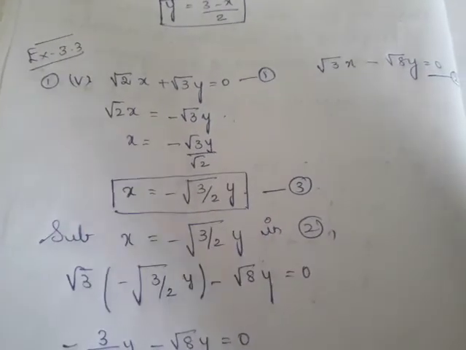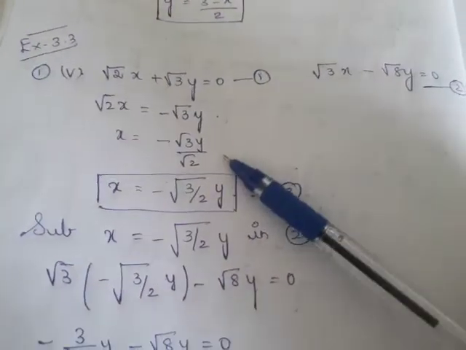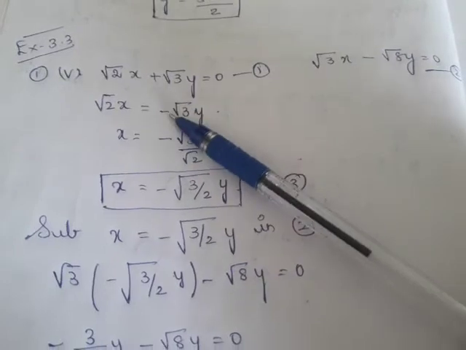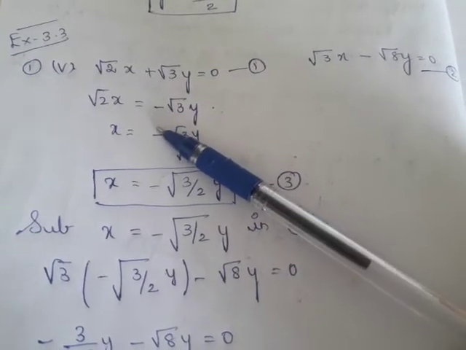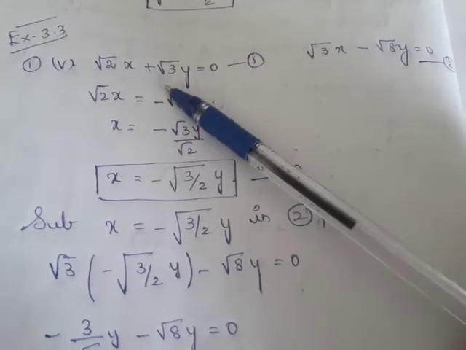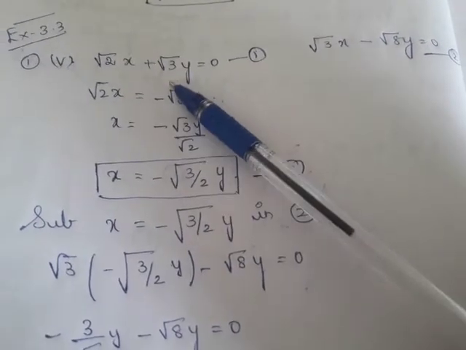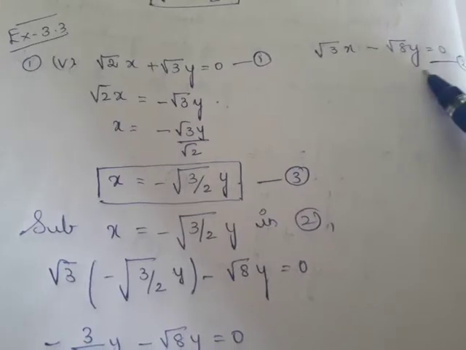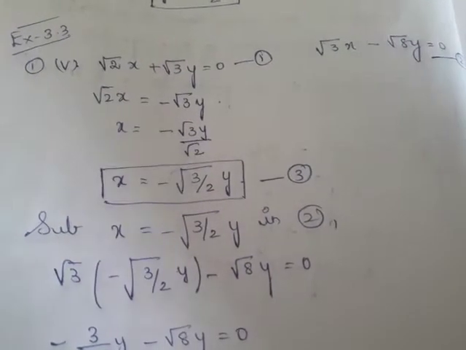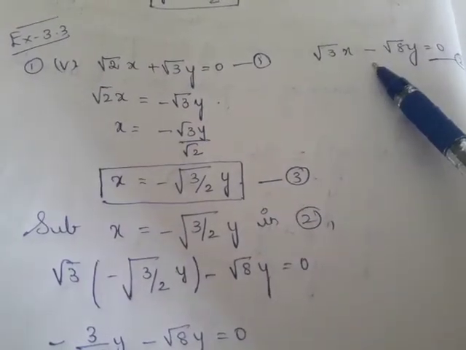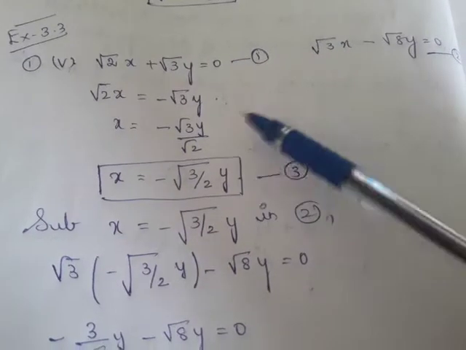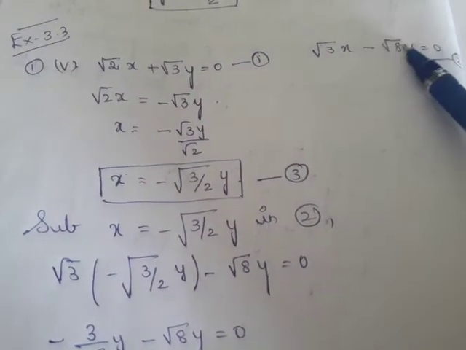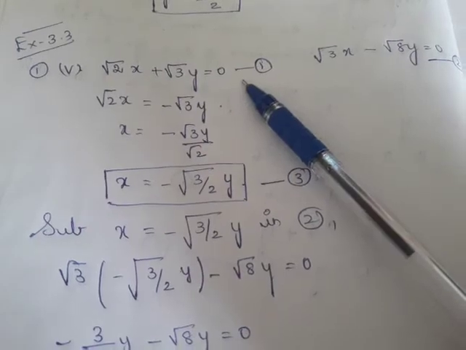Now let us solve one problem. This is exercise 3.3. First question, I am solving fifth subdivision because remaining sum seems to be simpler. So I am solving this. Root 2 x plus root 3 y is equal to 0. Root 3 x minus root 8 y is equal to 0. Don't get panic on seeing the coefficients, okay? Directly get into the problem. So you can choose any one of the equation. I here chosen the first equation.